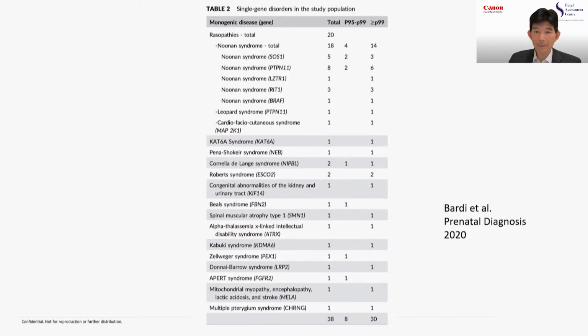They probably make up just over 50% in this particular paper, again from Badi's group in Prenatal Diagnosis 2020. You see that of the 38 single gene disorders, the rasopathies made up about 20. So just over 50% of all single gene disorders were rasopathies. But of course, remember these are other single gene abnormalities, not rasopathies, that can also occur when the nuchal is particularly thickened.